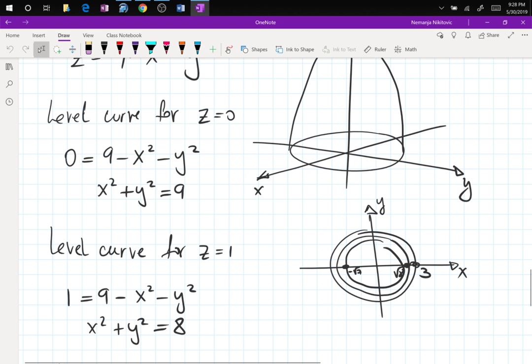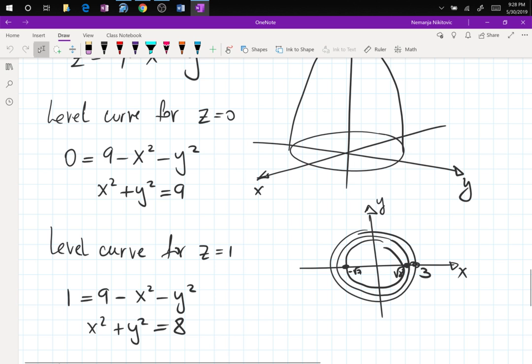Oh, there's my surface that I was looking for. Except this one is elliptical. Mine was circle. This one is elliptical. So when coefficients in front of x squared and y squared are not the same, you get the elliptical one.